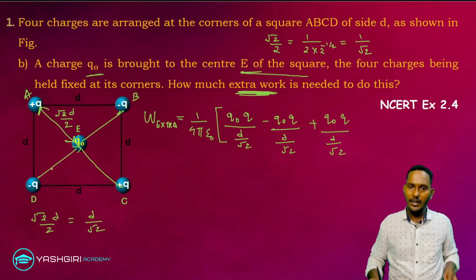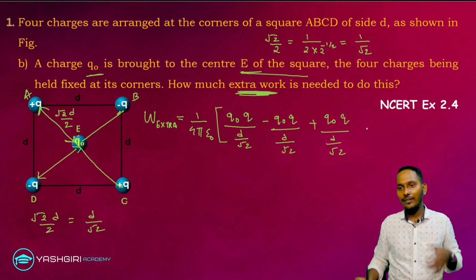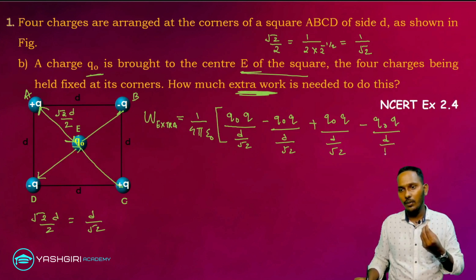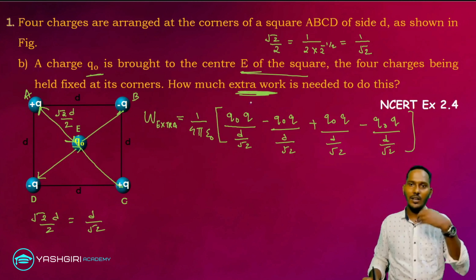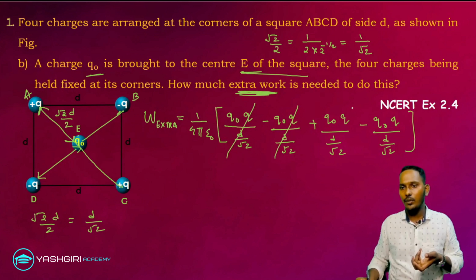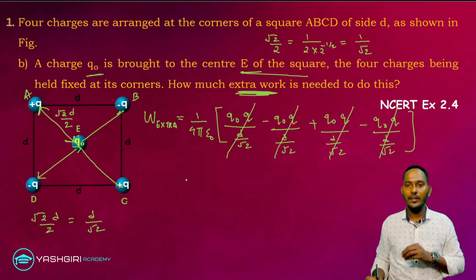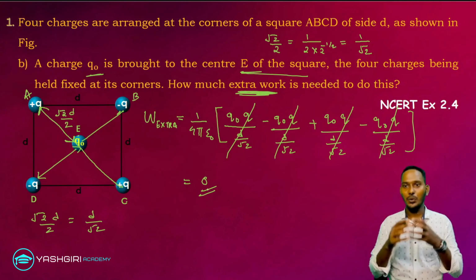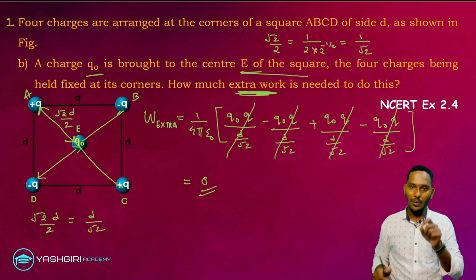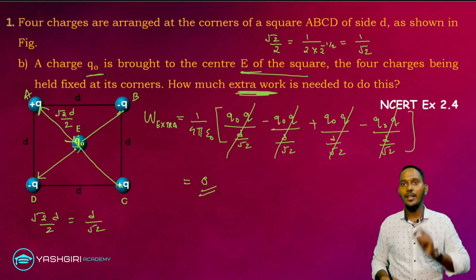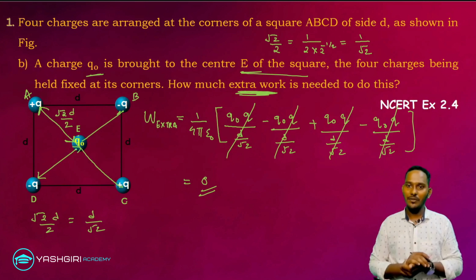And then again, here we are having this charge at point D, so that will give me minus Q0 into Q over d upon square root of 2. So if you just see, all these terms will be getting cancelled out, right? And what we will be having here, the extra work that is required, is 0 joules. So no work is required in placing that Q0 charge. So that comes out to be 0. So that's the answer for this question, right?